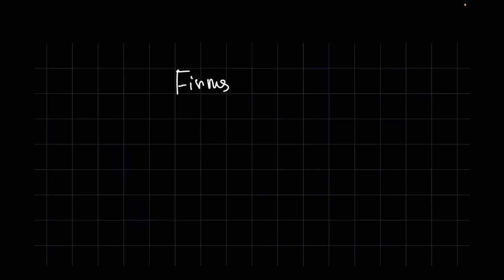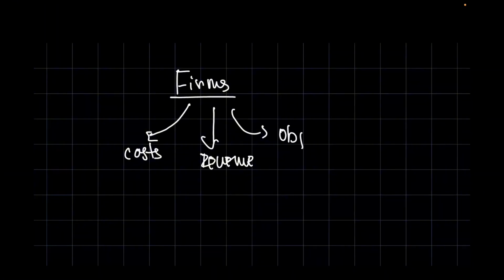In this video, we are going to be looking at firms, their costs, the revenue, and their objectives. So let's get started. We're going to be looking at firms in three main ways: how costs work, how revenue functions, and what a firm's objectives are. I think it is essential that we start with the objectives first. So let's start off with the objectives of a firm.